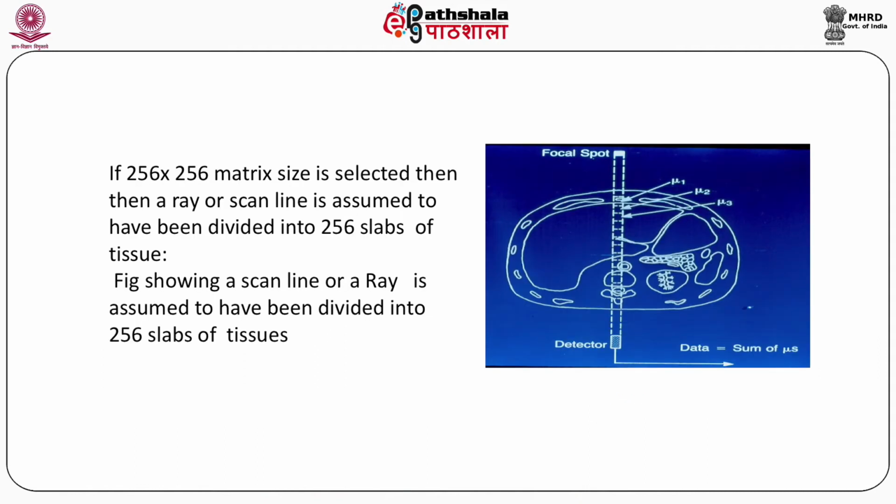Now when 256 slabs of tissues are there, in that case you can see the entire slab is as if cut into 256 slabs of tissues, and the value of the transmitted radiation passing through one ray gives the sum of the mu's, that means the sum of the linear attenuation coefficients. Now these values are the raw data.